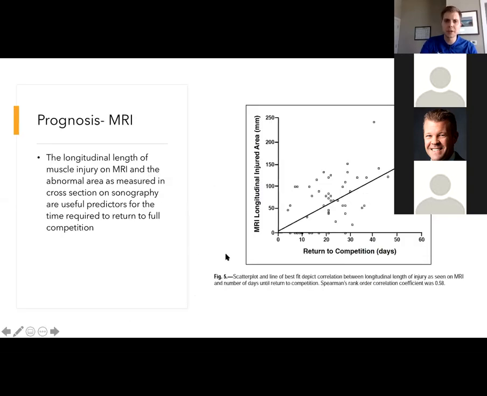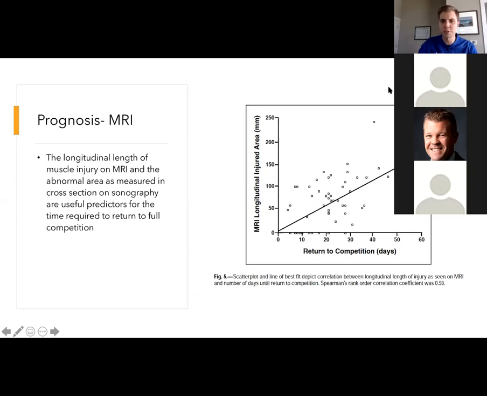And so this study I thought was really useful if you do have access to an MRI and one of your athletes does have that. It showed that the longitudinal length of muscle injury on an MRI and the abnormal area as measured by cross-section on a sonography are useful predictors for the time to return.